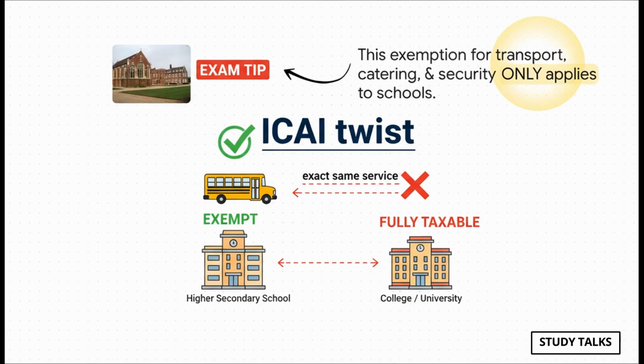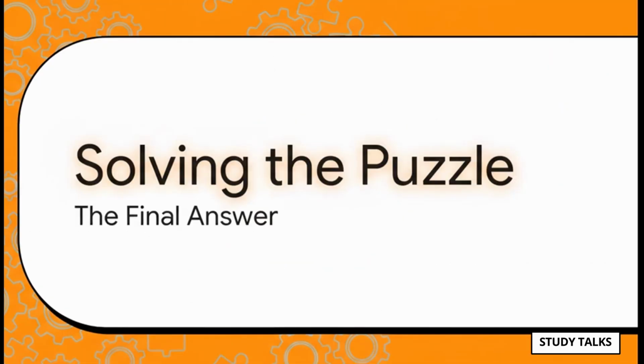The very same bus service, provided by the same company, is exempt when it's for a higher secondary school. But that exact same service becomes fully taxable when it's provided to a college or a university. The type of institution is the only thing that matters. Fantastic. Now that we have the secret key, let's go all the way back to that first question and just completely solve it. No doubts this time.